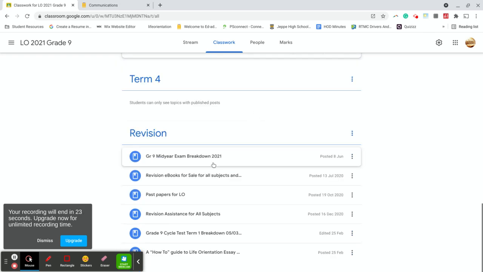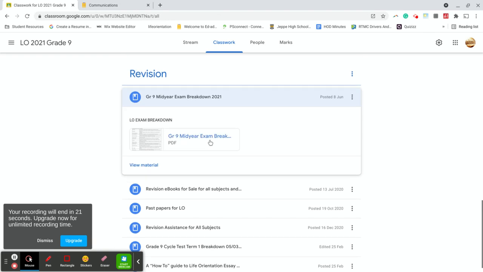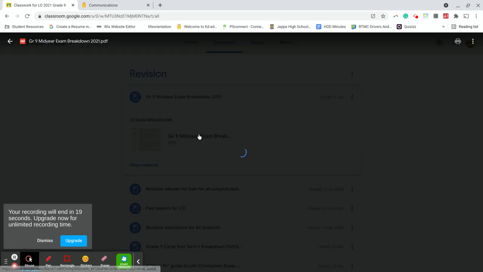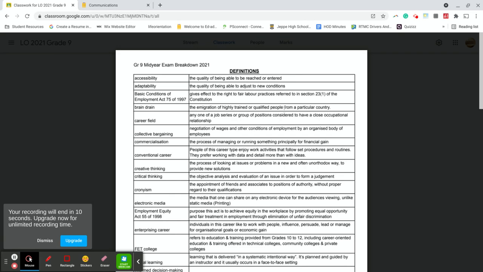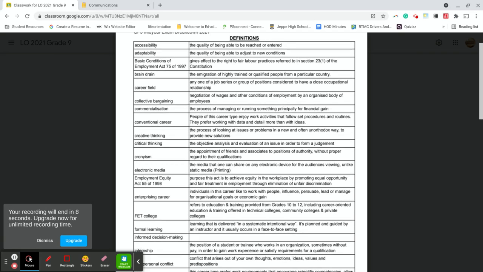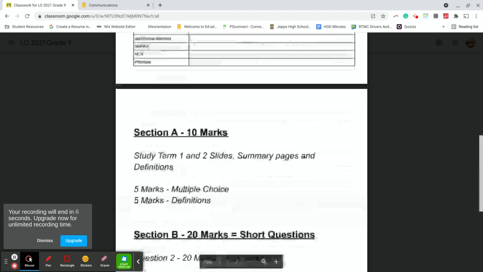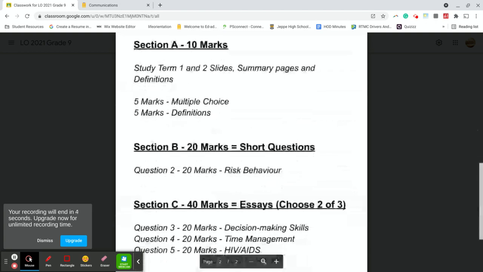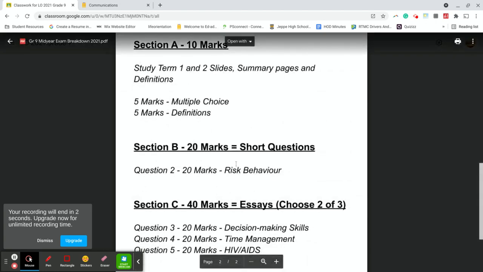And the last thing I want you to do is to look through the mid-year exam breakdown. I don't know if it'll load now. Sometimes it doesn't. But you'll see there's a whole bunch of definitions. Some have answers, some don't, where the boys will need to find the answers. There they are. But these all need to be known for the exam. Otherwise, the exam is just basically an English comprehension.